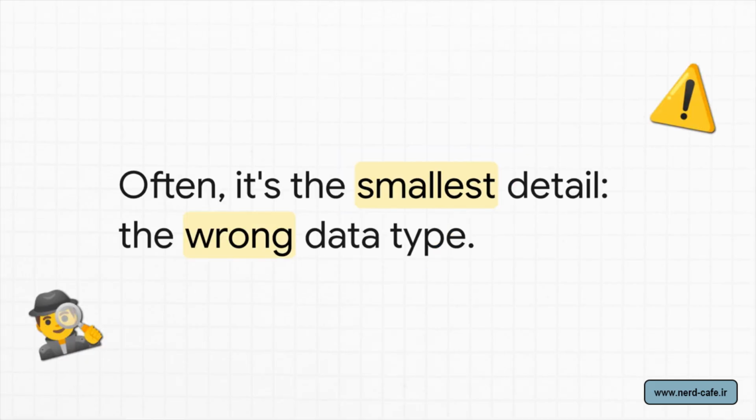Well, a lot of the time, the answer is hiding in plain sight. It's not some huge, fatal flaw in your logic. It's usually something tiny. You know, a number that's accidentally being treated as text, or a list of features that should have been locked in place. It's almost always the wrong data type.